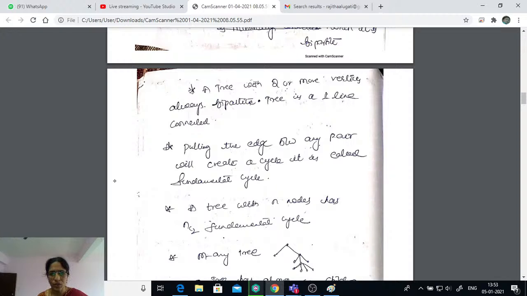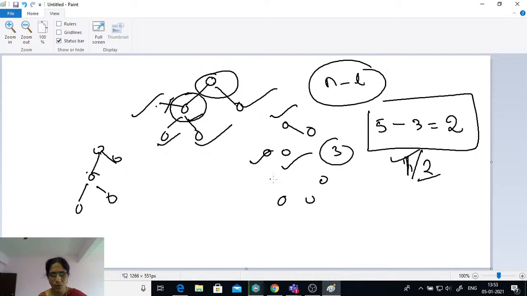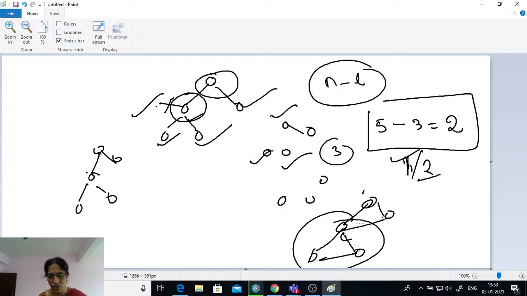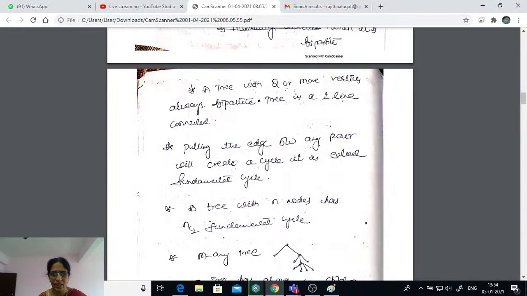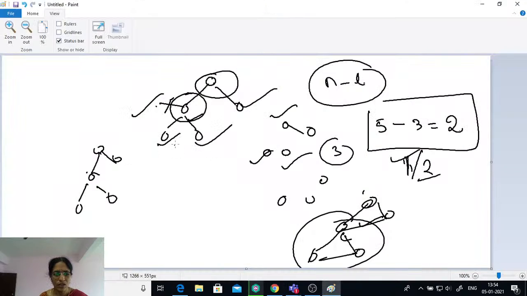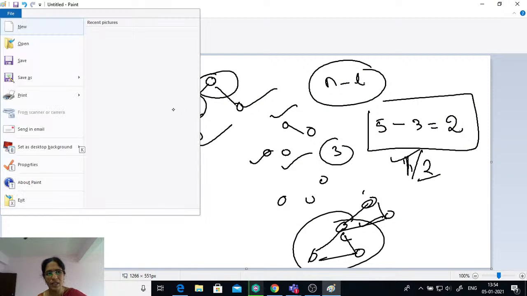Okay. So adding an edge between any pair will create a cycle. It is called a fundamental cycle. Suppose, when we take a tree, you can put any edge between these two, like this here. So now it is a cycle. So now this is called a fundamental cycle. A tree with n nodes, how many fundamental cycles can there be? So in a tree, how many fundamental cycles can there be?